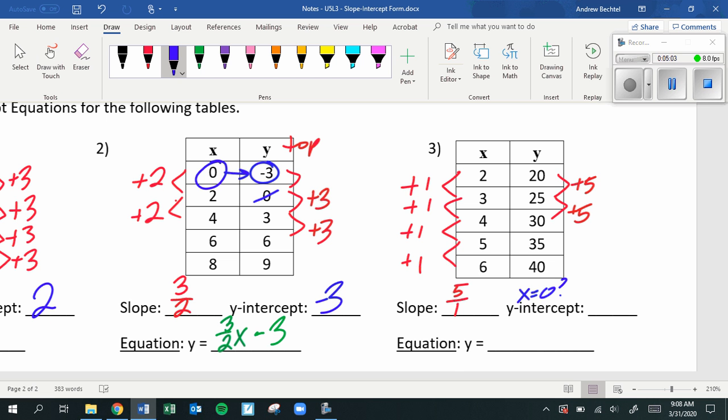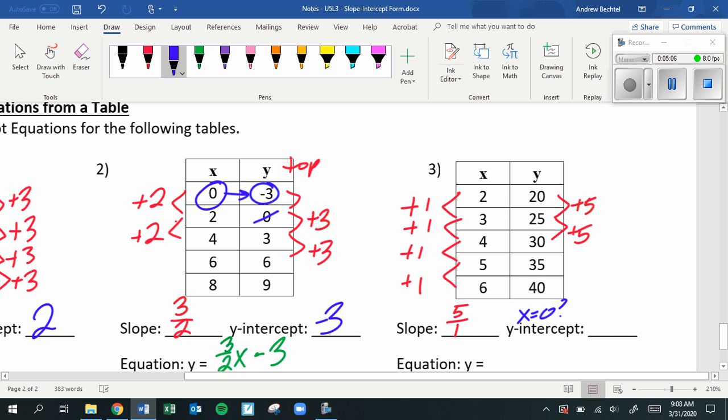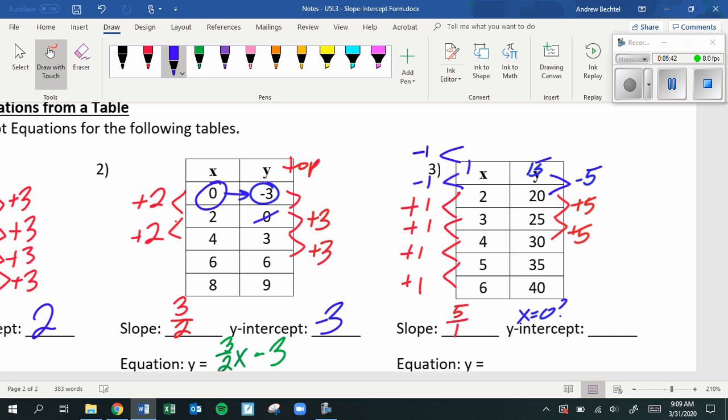How can I find what x equals 0 would give us for y? Well, we can work backwards. If we subtract 1 from the x and we subtract 5 from the y, we can see what the pattern would have given us for the previous row. So 2 minus 1 would give us 1. We're still counting by ones there. And then 20 minus 5 would give us 15. This is still counting by 5s on the y side, right? 5, 10, 15, 20. We still haven't found 0 on the x yet, so we can go back one more.